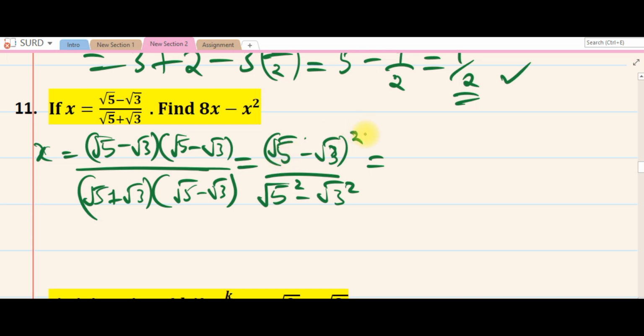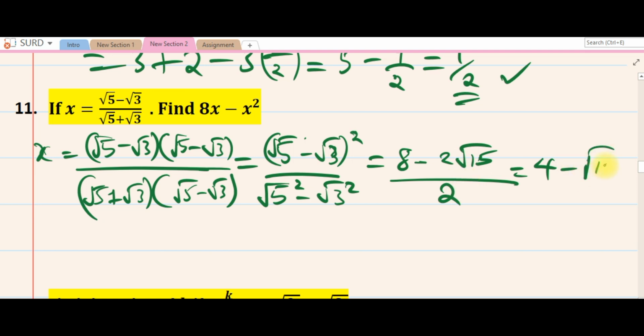So root 5 squared is 5. Root 3 squared is 3. 5 plus 3 is 8. Why 2 times root 5 times root 3 is minus 2 root 15, using multiplication law. 5 minus 3 is 2, because this is square. So dividing both sides by 2, 8 in 2 is 4. 2 root 15 in 2 is root 15. So that's the value of our x.